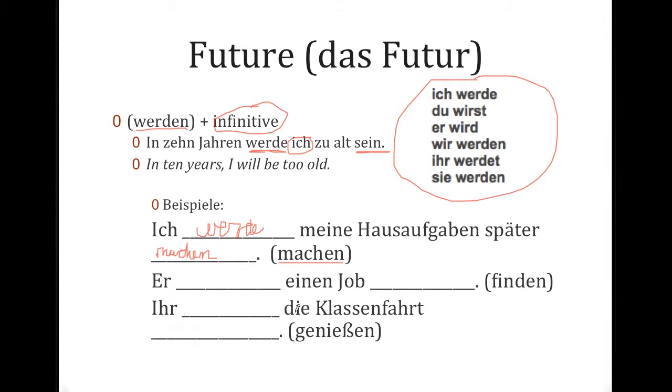The next sentence, blank einen Job blank, so he will find a job. So now we're going to conjugate werden, so in this case it's wird. So wird einen Job, and then the infinitive of the verb, so finden. And then the last sentence, blank die Klassenfahrt blank, and the verb is genießen, so ihr werdet, you're going to conjugate the form of werden. And then you have the infinitive, which is genießen. So y'all will enjoy the class trip.